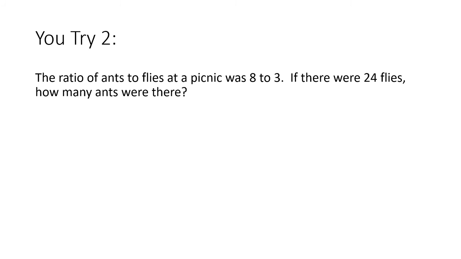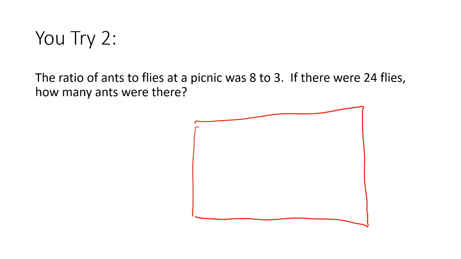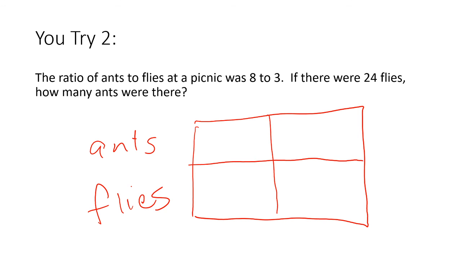Okay, now that you've tried it on your own, let's do this last one together. The ratio of ants to flies at a picnic was 8 to 3. So I want to set up my table. I'm going to have an ants row, and I'm going to have a flies row. If there were 24 flies, how many ants were there? So there were 24 flies.